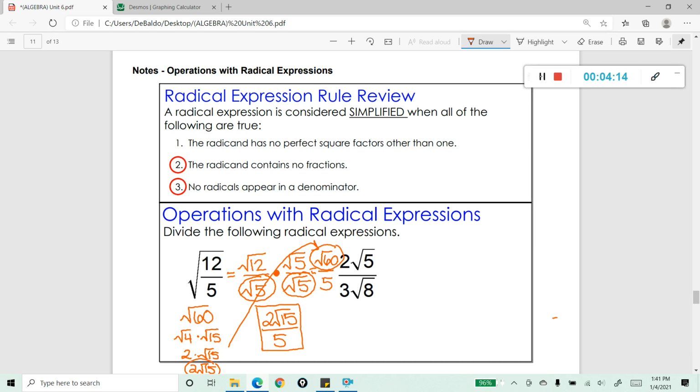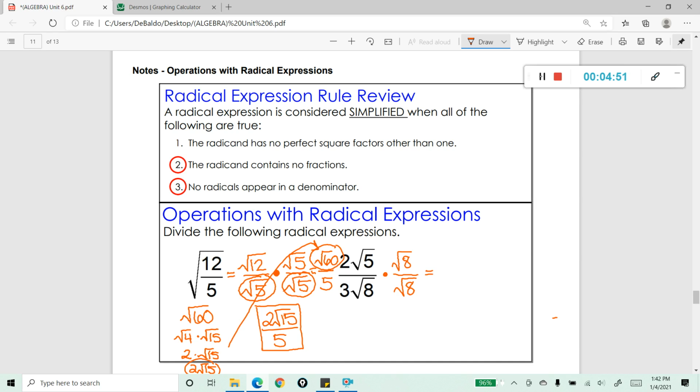All right, let's try another one. 2 root 5 divided by 3 root 8. Obviously, there's a lot of stuff going on here. Looks like all 3 of those rules are not being met right now, so we need to simplify. I'm going to start this one by trying to get rid of that radical in the denominator. I think that's a good place to start. To do that, I'm going to rationalize the denominator. So I'm going to multiply the top and the bottom by that root. Don't include the 3 there because the 3 is not a square root. It's just a 3. So this is the tricky part.